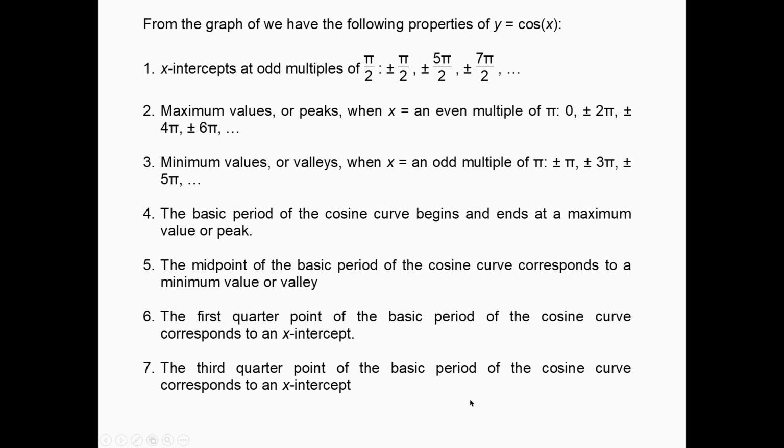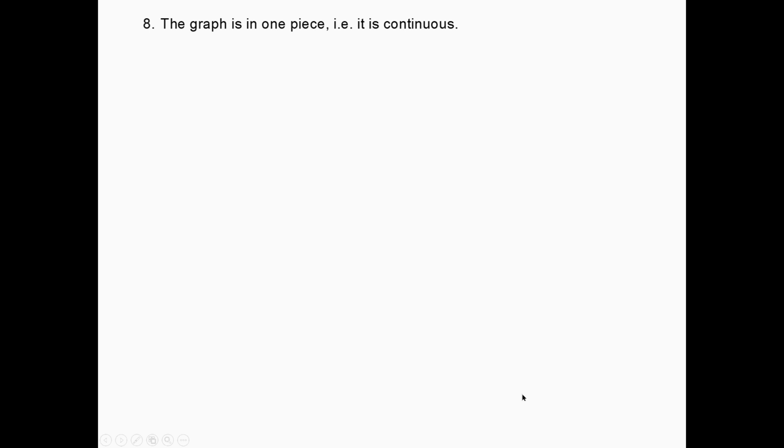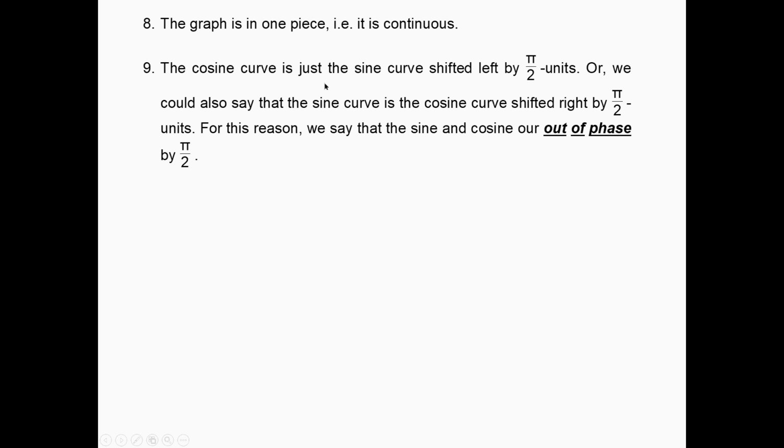Sine and cosine look so much alike as to be confusing. Here again, the graph is in one piece, so it's continuous. Again, this is a big deal. It may not sound like it, but it is. Okay, the cosine curve is just the sine curve shifted left by pi over 2 units. Or we could also say that the sine curve is the cosine curve shifted right by pi over 2 units. So for this reason, we sometimes say that sine and cosine are out of phase by pi over 2.